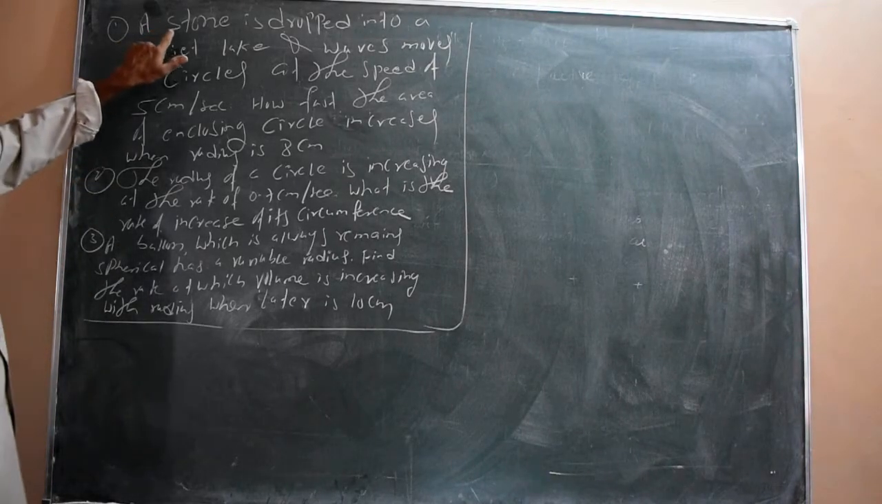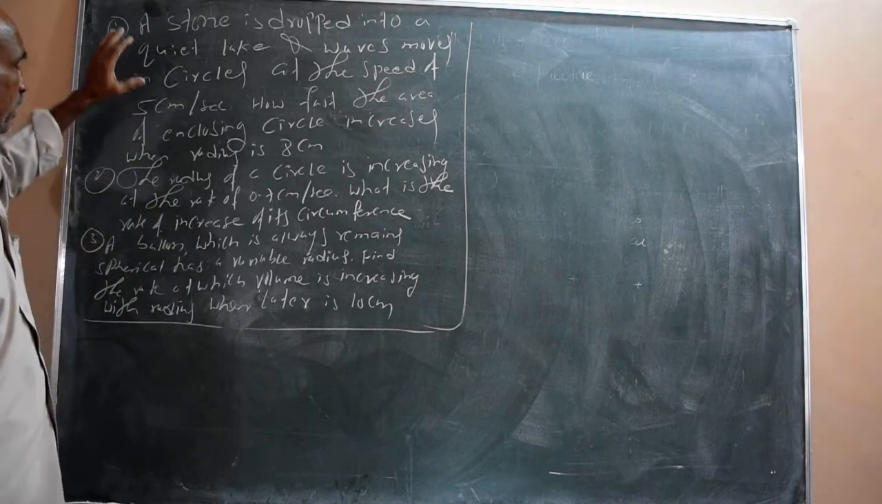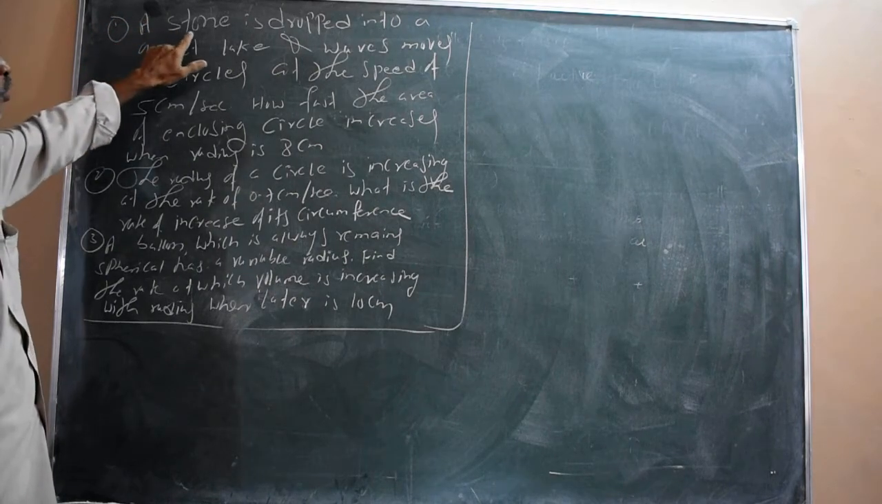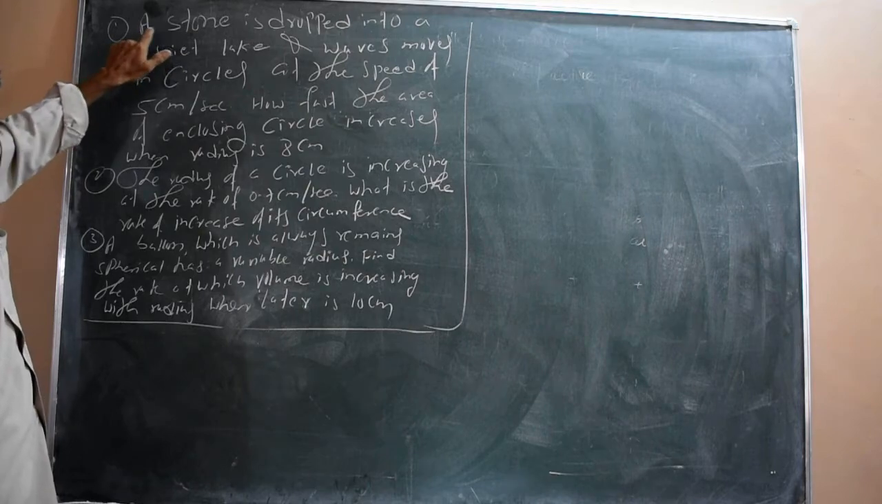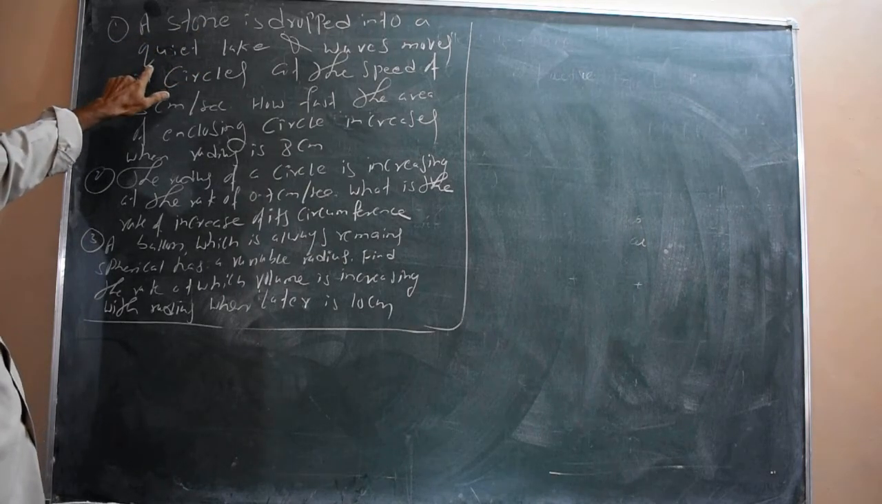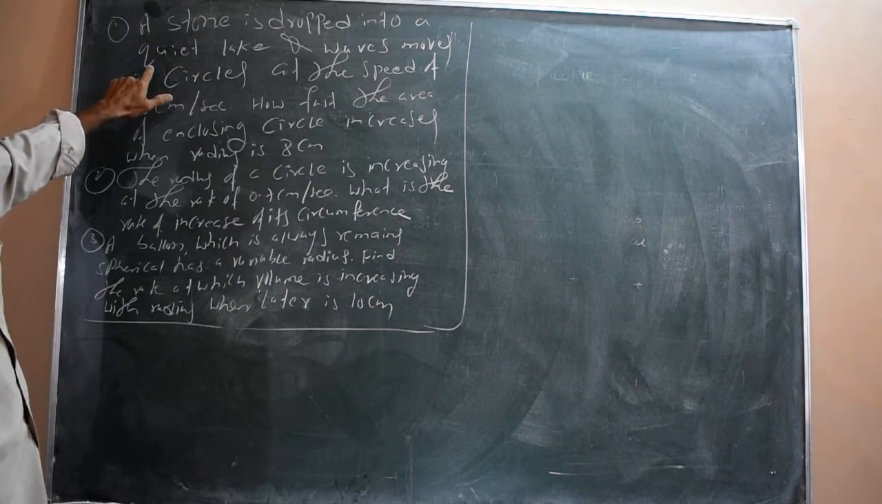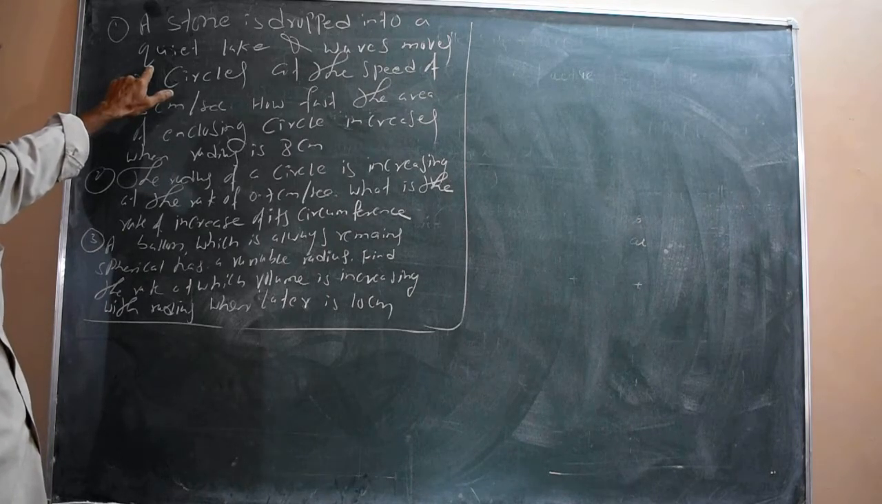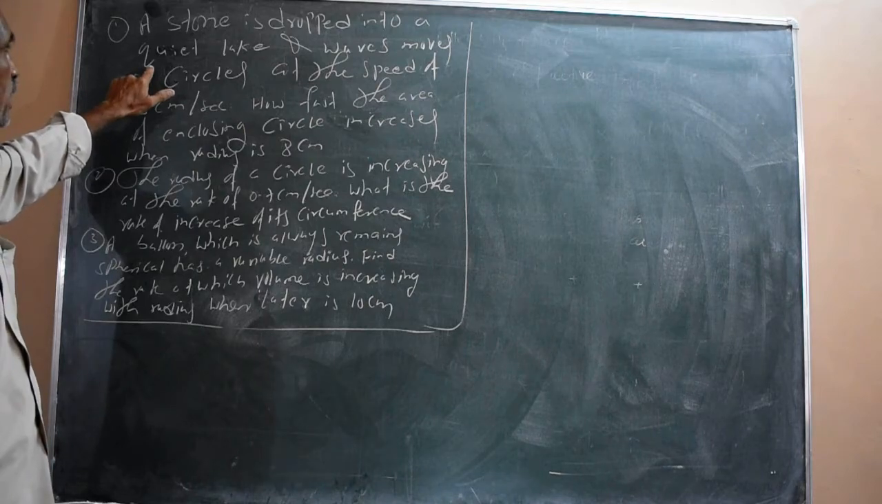I have written the problem because it takes time to simply write it. Okay, write down the problem. A stone is dropped into a quiet lake. Quiet lake means the surface of the water is very calm.